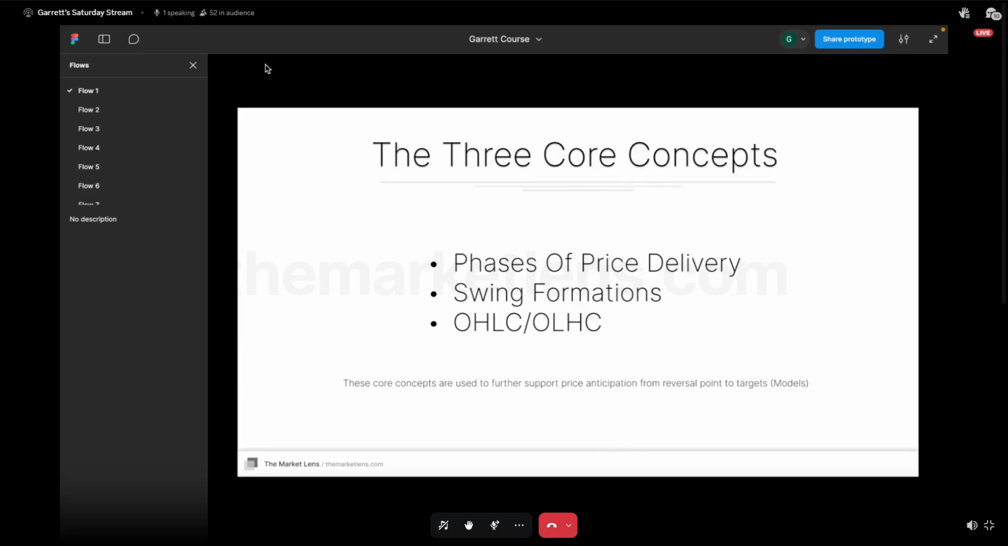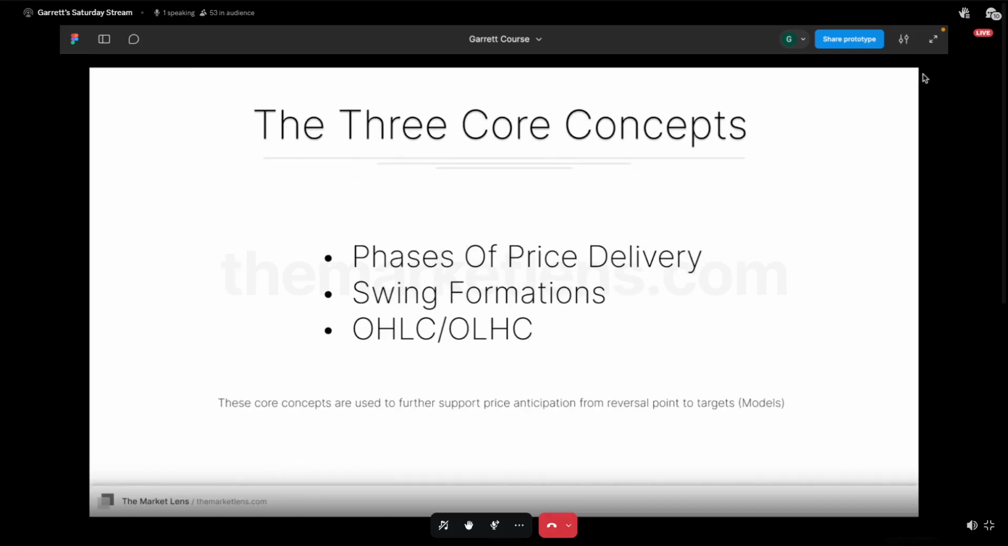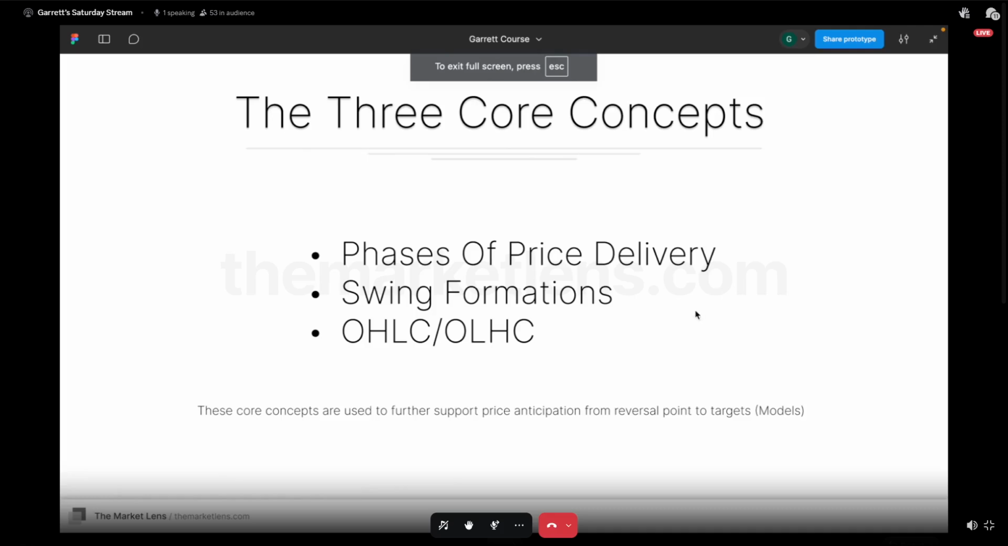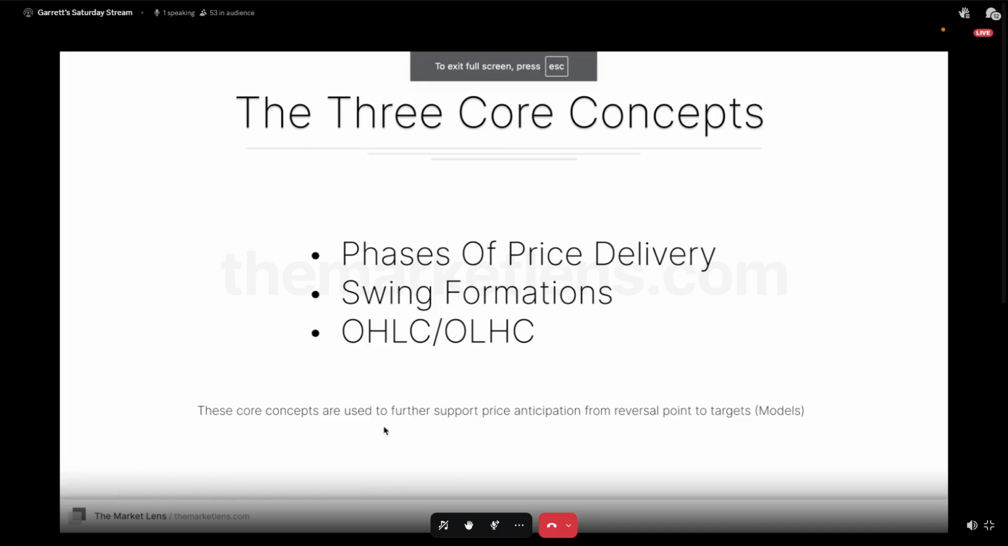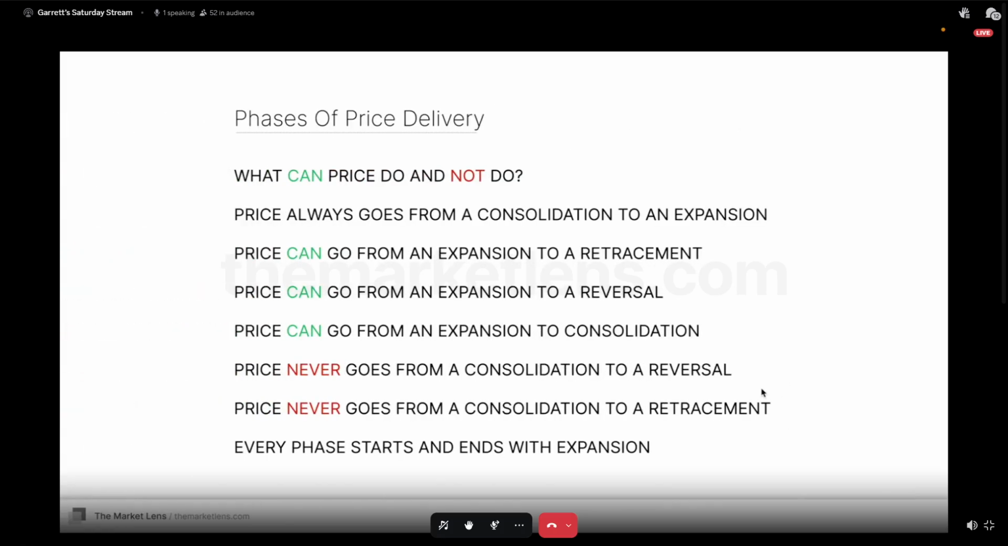That's it, right? So let's go ahead and full screen this real quick. Right. So these concepts are used to further support price anticipation from reversal points to targets models, right? So let's go over phases of price first. So what can price do and not do?